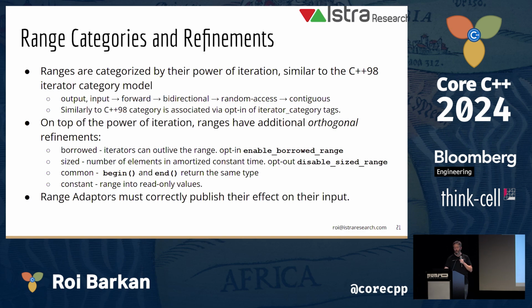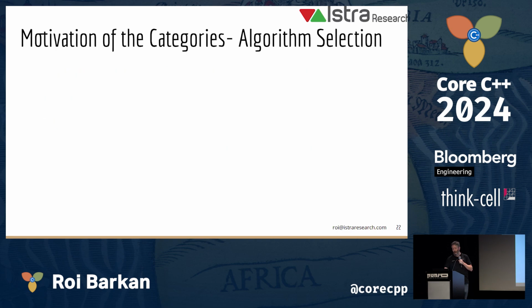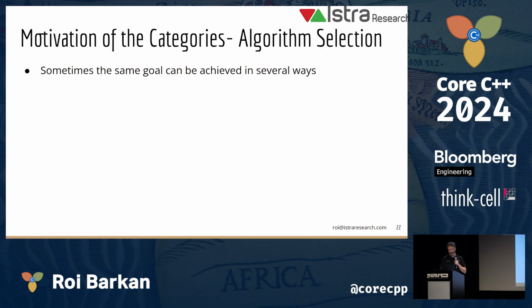And as I mentioned, range adapters must correctly publish their effect on their input, so they can check what categories, what refinements exist for our input, and need to publish what their effects are. So the motivation for that is doing algorithm selection. Let's talk a little bit about what algorithm selection is.